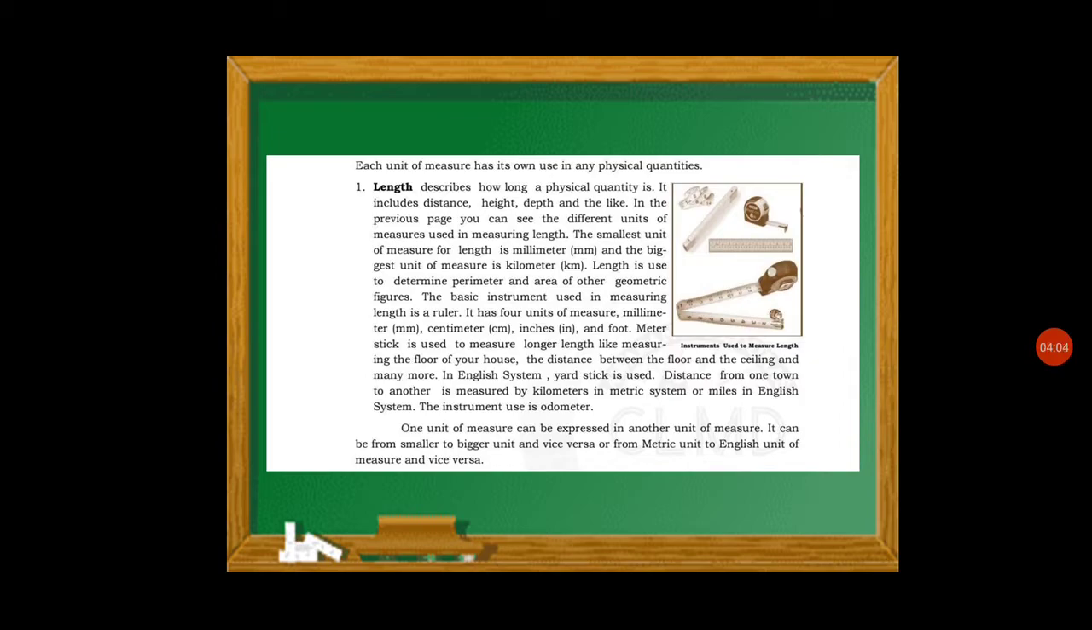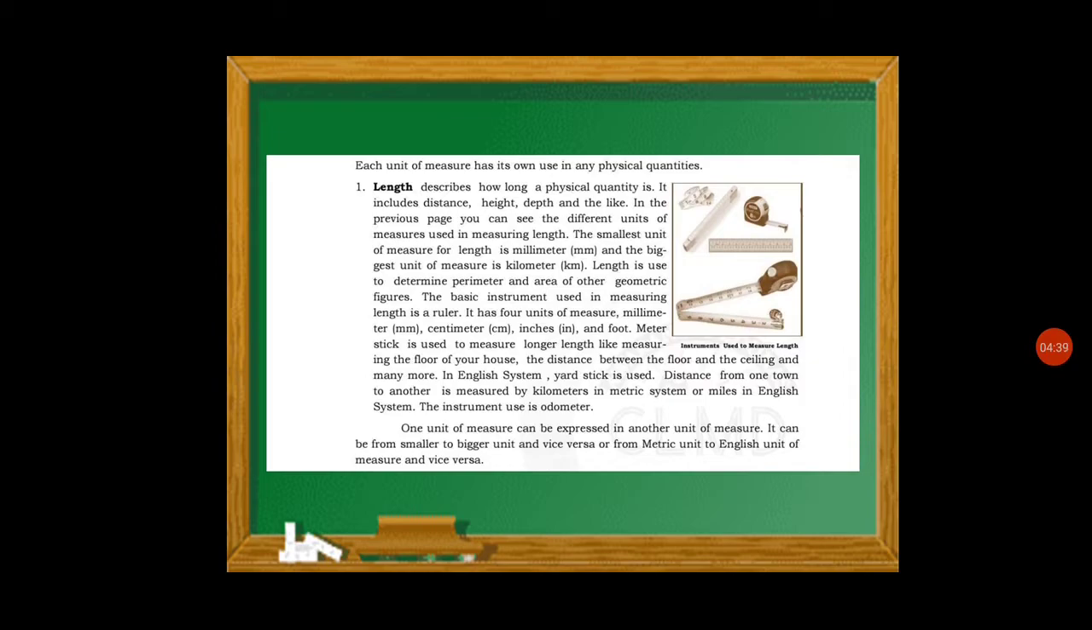The basic instrument used in measuring length is a ruler. It has 4 units of measure: millimeter, centimeter, inches, and foot. Meter stick is used to measure longer lengths, like measuring the floor of your house, the distance between the floor and the ceiling, and many more. In the English system, yardstick is used. Distance from one town to another is measured by kilometers in the metric system or miles in the English system. The instrument used is the odometer.